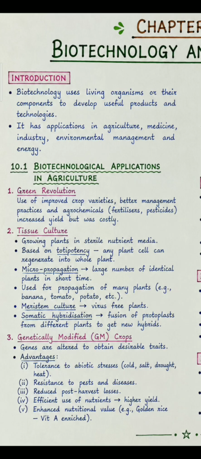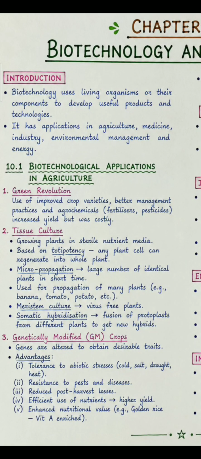Next is biotechnological applications in agriculture. In the green revolution, the use of improved crop varieties, better management practices, and agrochemicals like fertilizers and pesticides increased yield, but it was costly. The green revolution succeeded in tripling the food supply, but it was not enough to feed the growing human population. Increased yields have partly been due to the use of improved crop varieties, but mainly due to the use of better management practices and agrochemicals, but it was very costly.